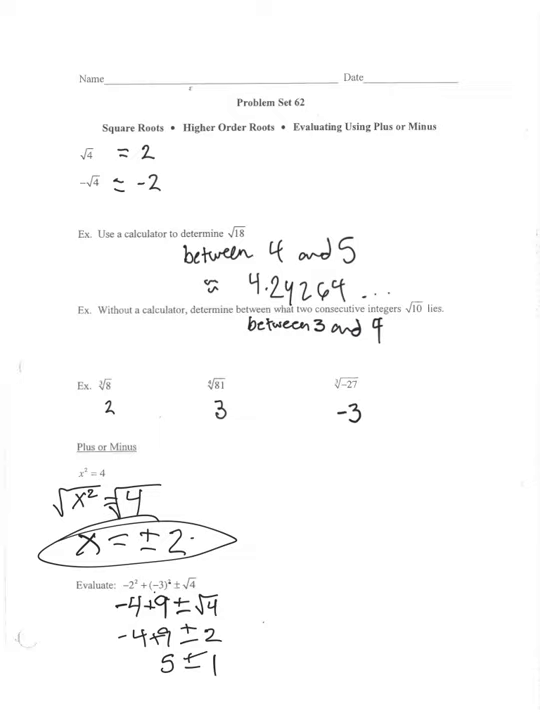So what that means is that we're dealing with 5 plus 2, which is 7, and 5 minus 2, which is 3. So this is going to be our final answer for evaluation.